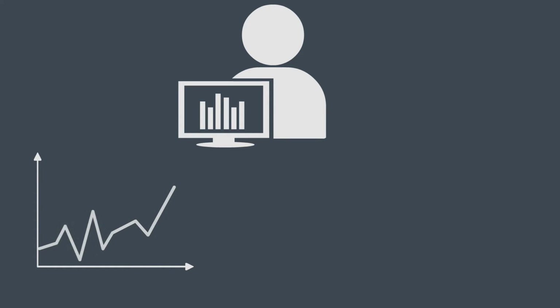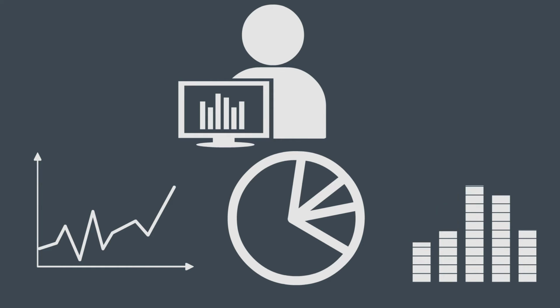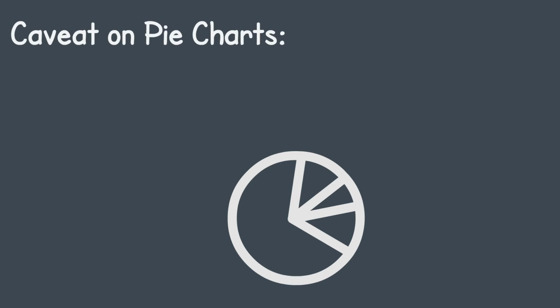To display your data, choose the most appropriate chart. The type of chart you use depends on the story you are going to tell. When in doubt, see if a bar chart is the best solution. A caveat about pie charts. Pie charts can be helpful when you have numerical information that adds up to 100%.